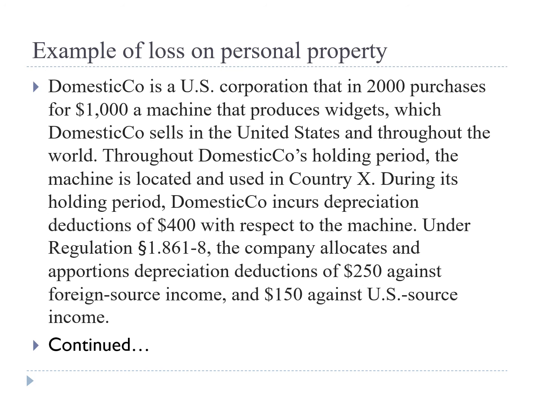During its holding period, Domestic Co. incurs depreciation deductions of $400 with respect to the machine. Under Regulation 1.861-8, the company allocates and apportions depreciation deductions of $250 against foreign source income and $150 against U.S. source income. This example is continued on the next slide.